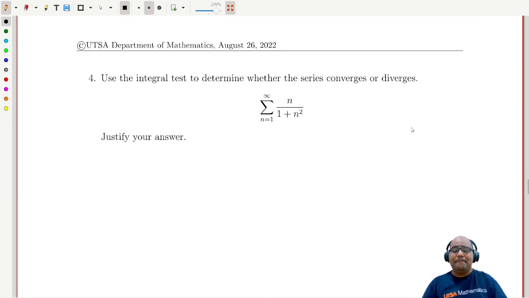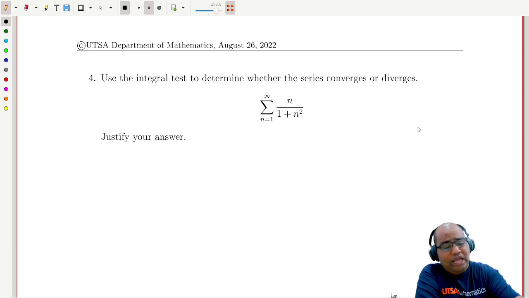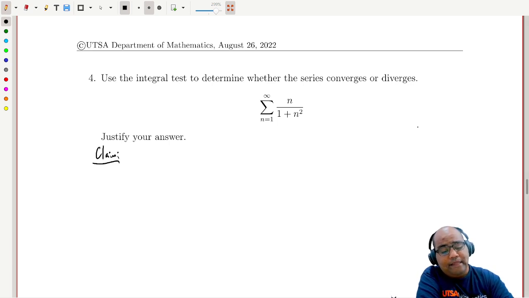We have a sum from n equals 1 to infinity of n over 1 plus n squared. We want to use the integral test to see if this series converges or diverges. We need to justify our answer, so we're going to go ahead and set up the arguments here. Now, I'm going to go ahead and spoil this for us. You don't have to do this at the start, but I'll make the claim here that the sum diverges. And we're going to go ahead and prove this claim.